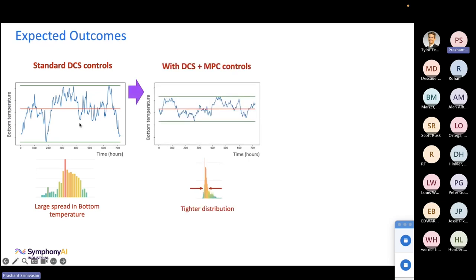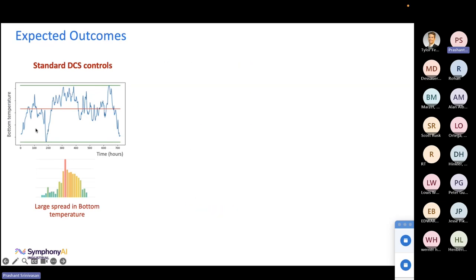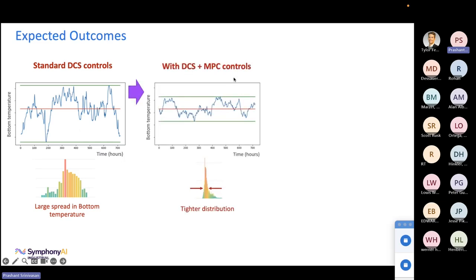Okay, so what are the expected outcomes? With standard DCS controls, you usually see a lot of variation in the bottom temperature of the furnace, of the order of even 20 to 30 degrees C in some cases where you have a lot of manual operation or a lot of uncertainties and variations in throughput and so on. With the MPC layer in the middle layer I showed you, you can reduce that variation in temperature significantly to plus or minus 3 degrees to 5 degrees or even tighter.